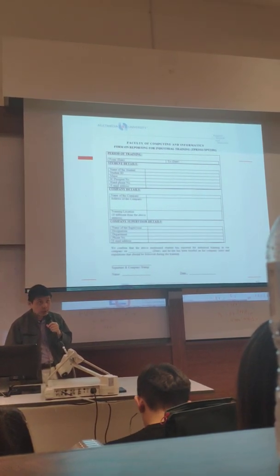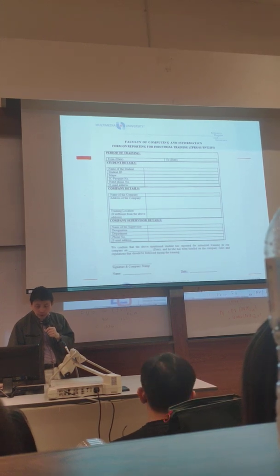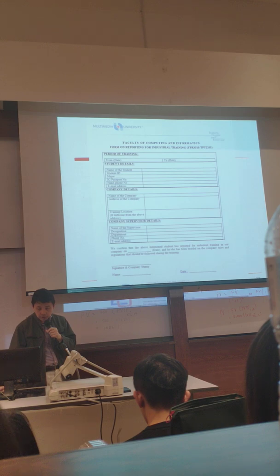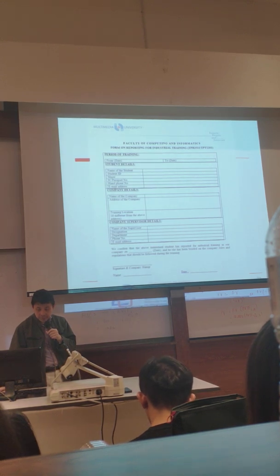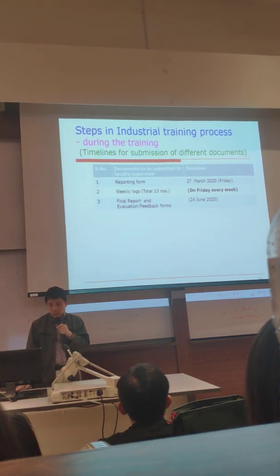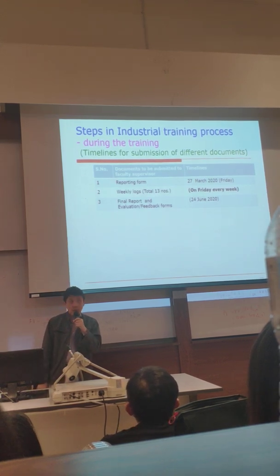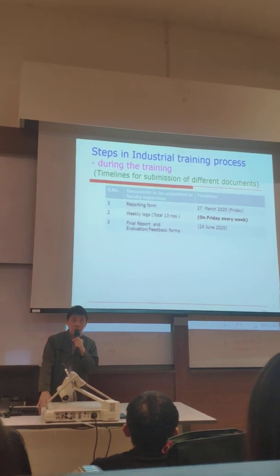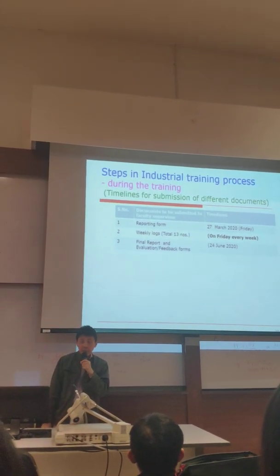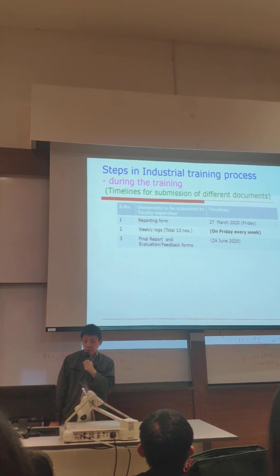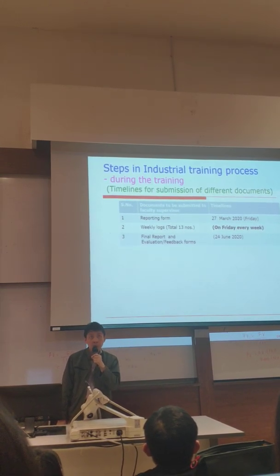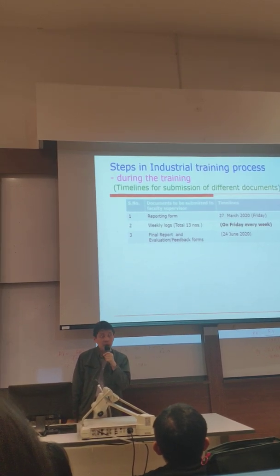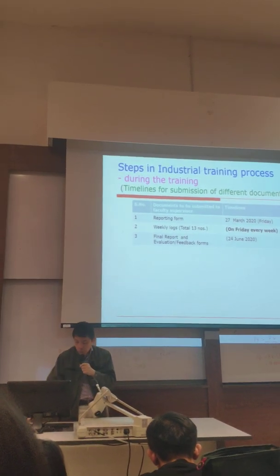This is the reporting form. You have to fill it out and email it to your faculty supervisor during the first week of your training. All the timelines are here. The reporting form is due by 27 March, Friday, the first week of your training. Then regular reports are due every week on Friday to your faculty supervisor through email. The final report is due 24th June, a few days right after your training.